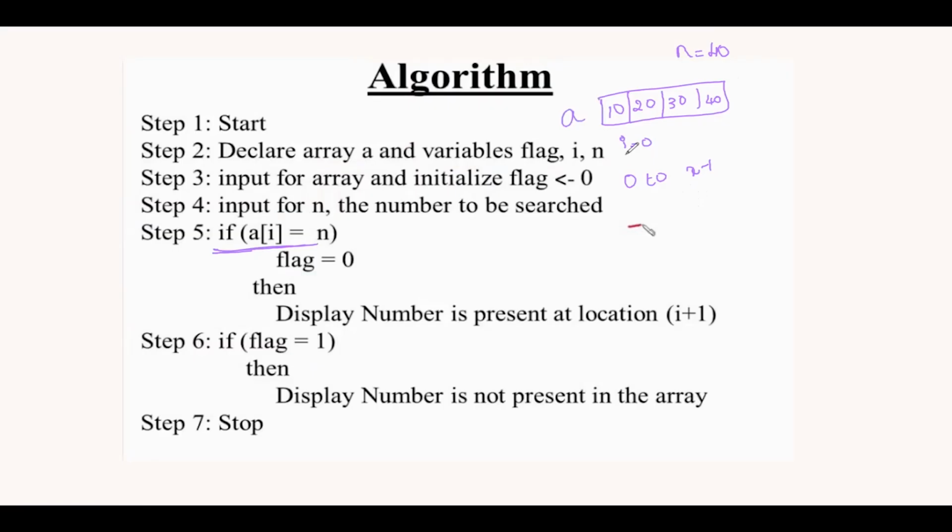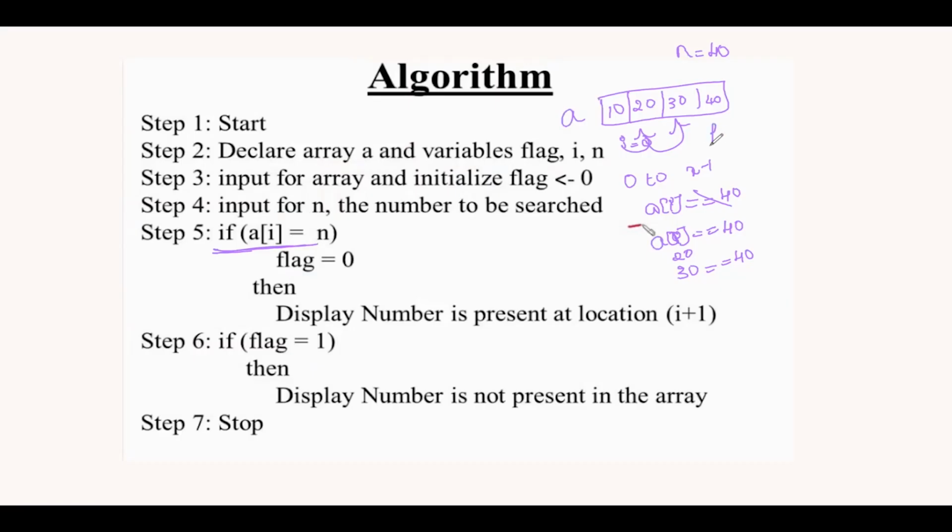A is the name of the array. I'm going to compare if array of I, that is initially the zeroth element, is equal to the value 40. If it is not, then I'm going to increment the counter, as in move the I value to the next element. Now once again compare A of index 1, which is nothing but 20. I'm going to compare if 20 is equal to 40. If it is not, once again move to the next position, that is 30, compare with 40.